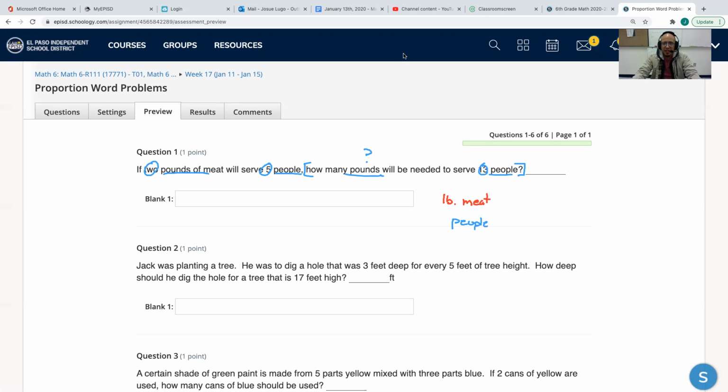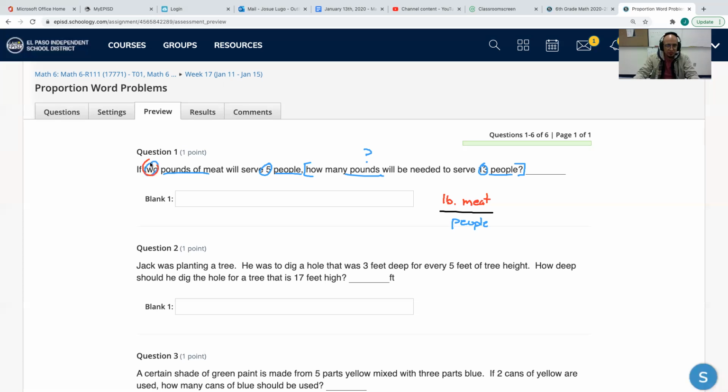As long as you understand what goes where, it doesn't really matter what you write. You could have written pounds, you could have written served, whatever, but I think pounds of meat and people is the best thing to do here. All right, so let's write down the given ratio.